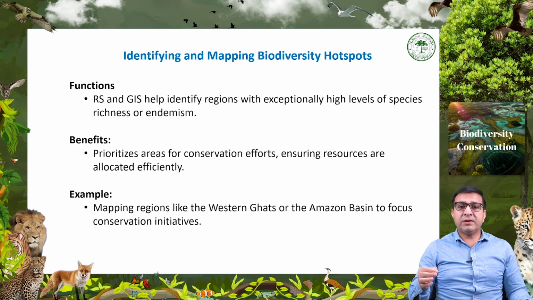Biodiversity hotspots often contain species that are found nowhere else, making them priorities for conservation. For example, the Western Ghats in India or the Amazon basin are identified as biodiversity hotspots due to their high level of species endemism. So by mapping these regions, conservationists can allocate resources to the areas most in need of protection.